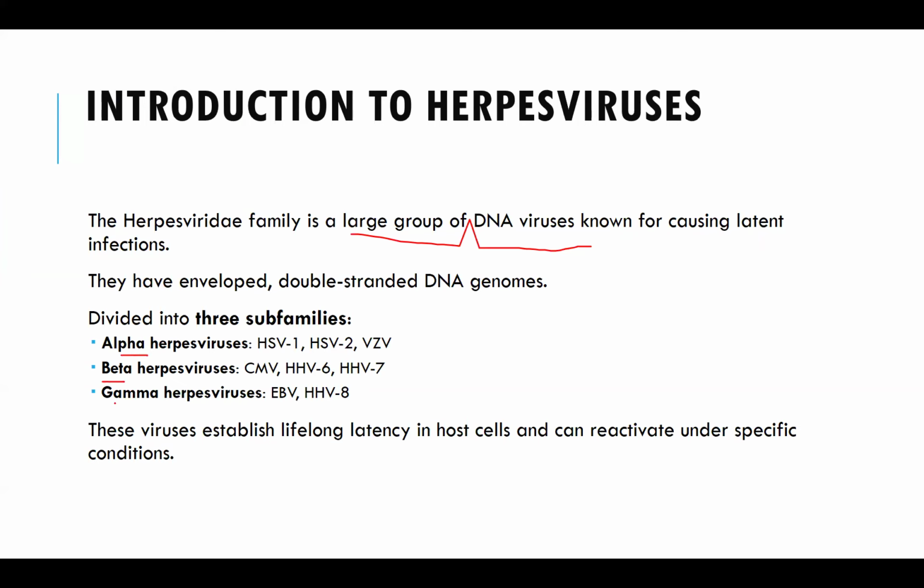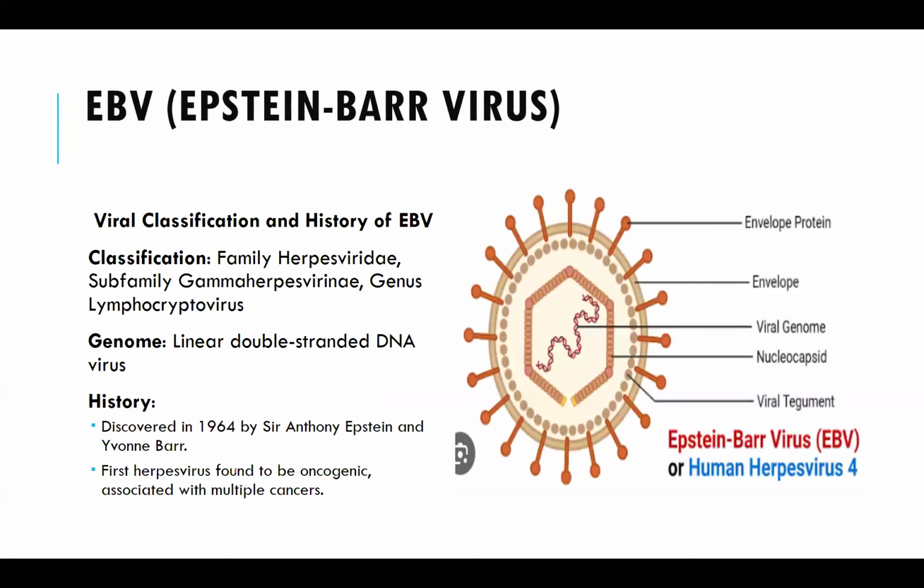How I love remembering this: I know that alpha is the first one, so it will cover virus 1, 2, up to 3. Then I'll skip number 4, and 5, 6, 7, and 8 will be in beta. Then gamma will come back to number 4 and the last one, which is number 8. These viruses usually establish lifelong latency in host cells, and they can be reactivated under specific conditions, including stress, immune suppression, and ultraviolet radiation.